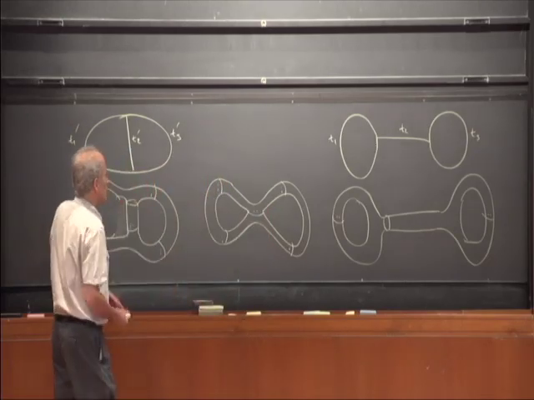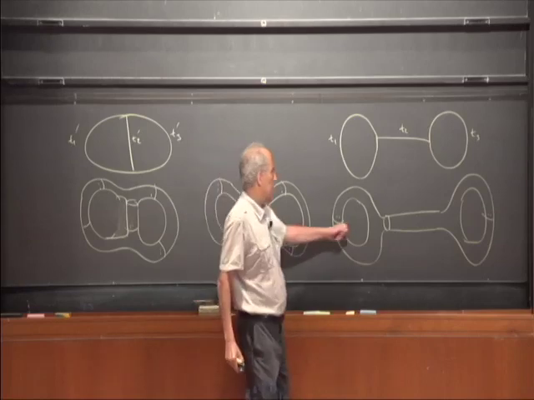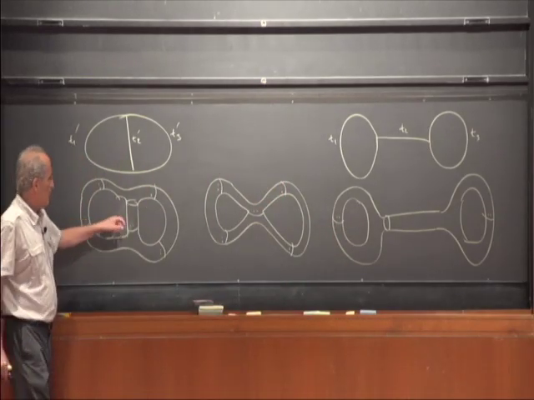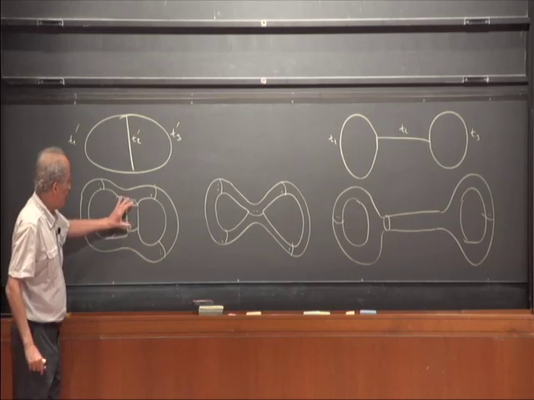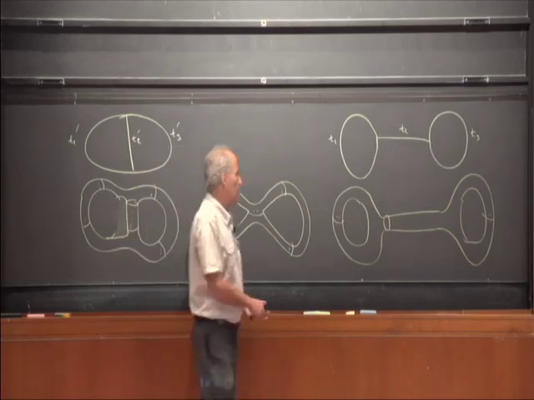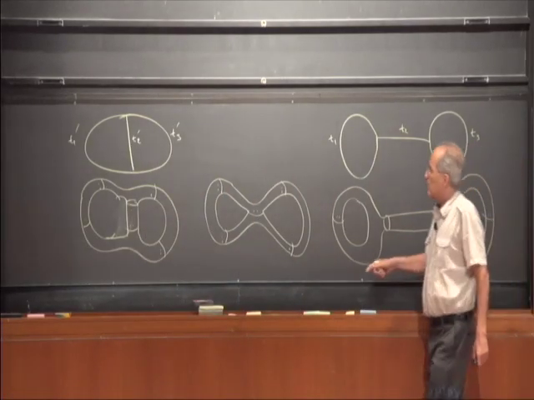So here I've drawn a smooth 2-manifold that is meant to be intermediate between this guy and this guy. If I start here and shrink this vertical line, I'll get this picture. But I hope you can also see that if I start here and shrink the horizontal line, I will get this picture.